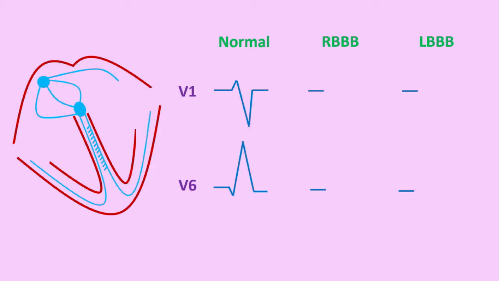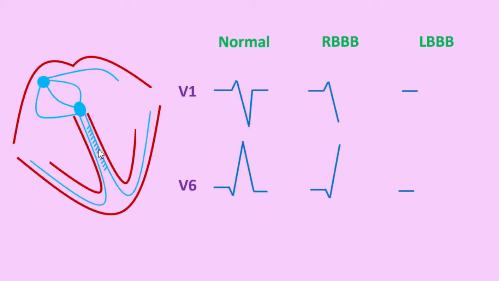Now let's consider a right bundle branch block. In a right bundle branch block, you still have normal depolarization of the septum, since that comes via the left bundle. So we have the same positive deflection in V1 and negative in V6 for septal depolarization. Afterwards, we still have our normal depolarization of the left ventricle, proceeding via the left bundle branch, and this happens pretty quickly. So we have our same negative deflection in V1 and positive in V6.